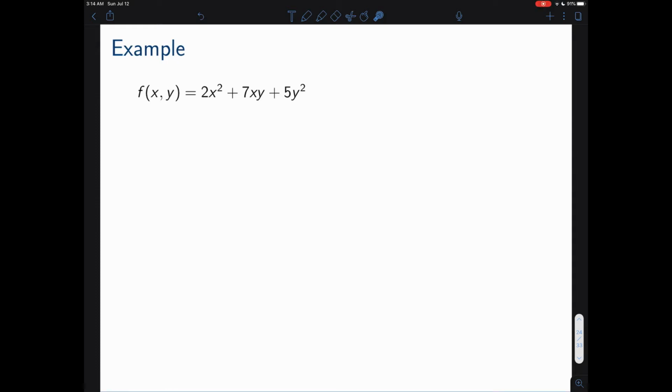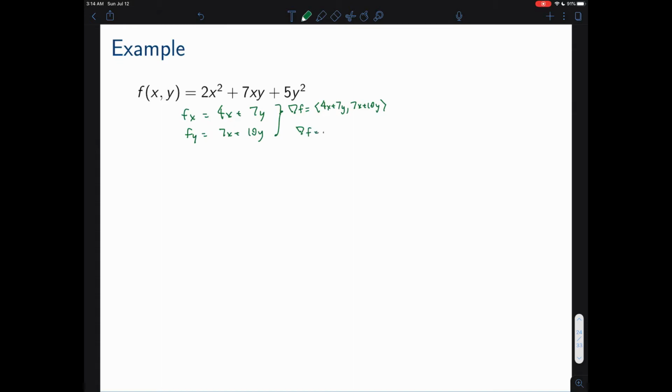All right, here's an example. f(x, y) is 2x squared plus 7xy plus 5y squared. Let's try to find the maxima and minima of this function. So let's start by finding the first order partial derivatives. f_x is 4x plus 7y, and f_y is 7x plus 10y. So the gradient of f is the vector (4x plus 7y, 7x plus 10y).